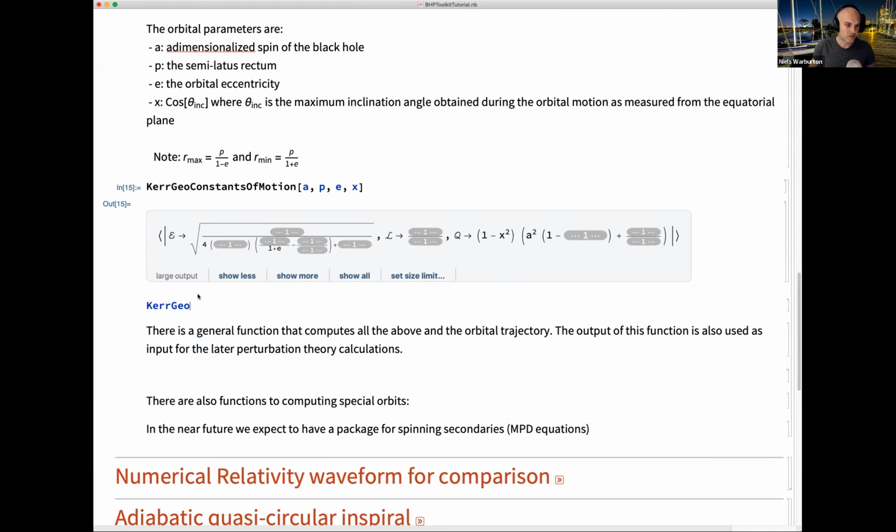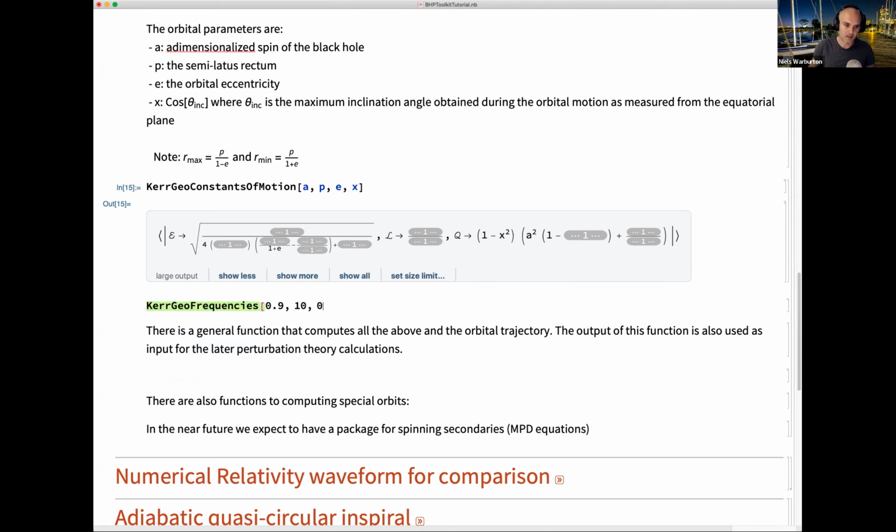Another useful function, particularly since everything I'm showing today is going to be calculations in the frequency domain, is that you need to know the frequencies associated with the orbit. So the function for that is KerrGeoFrequencies.